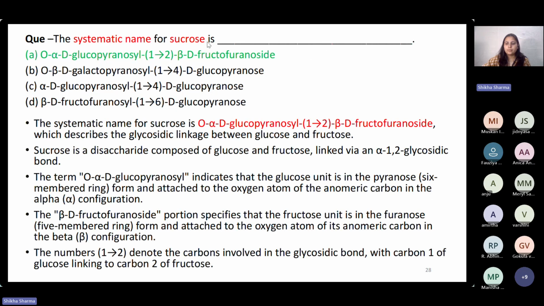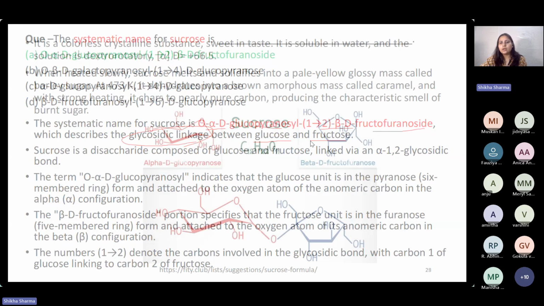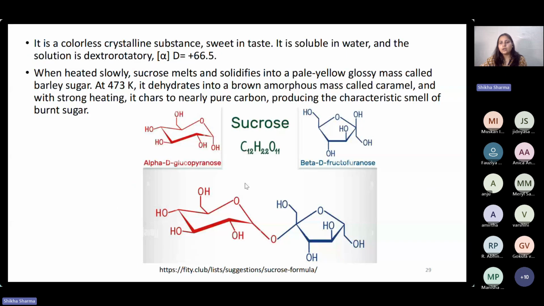So A is correct here. The systematic name for sucrose is O-alpha-D-glucopyranosyl-(1,2)-beta-D-fructofuranoside. Basically it describes the glycosidic linkage between the glucose and the fructose. If we see the structure here, it is a glucose and fructose, and in between there is a glycosidic linkage in the sucrose.